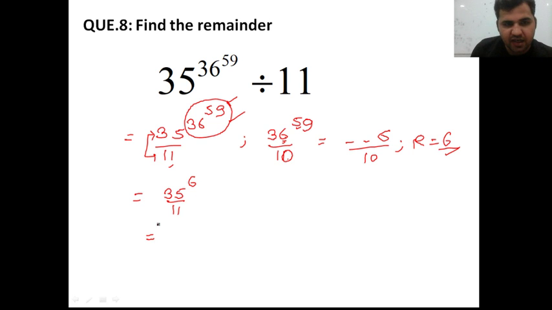Now when you divide 35 by 11, the remainder would be 2. So now this can be written as 2 power 6 upon 11. Now 2 power 6 is what? 64. Now 64 when divided by 11 will give you what remainder? 11 into 5 is 55. So the answer to the question would be 9, not 4, not 5 also, right?